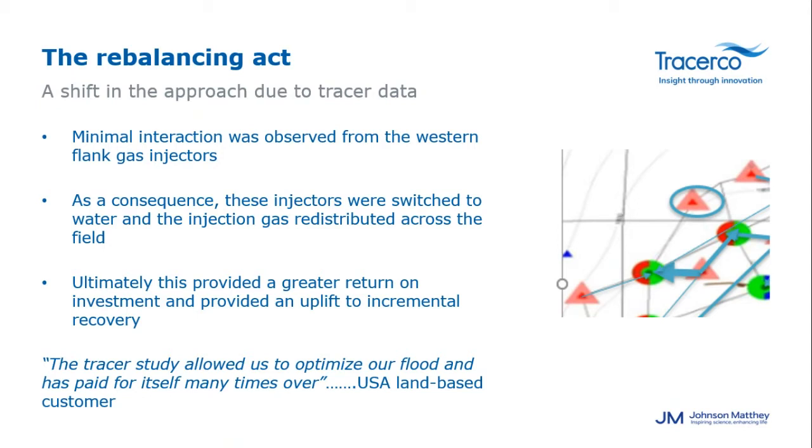The western flank of the field had several outer gas injection wells. The wells were intended to help with increasing oil production to the nearby producers located in the interior of the field development. Minimal interactions were indicated by the tracer study between the gas injection wells and the producers. This was a loss of efficiency, and the injection wells were switched to water injection instead. The additional available gas created by this change was re-injected in the field, ultimately providing a greater return on investment and an uplift in the incremental recovery.